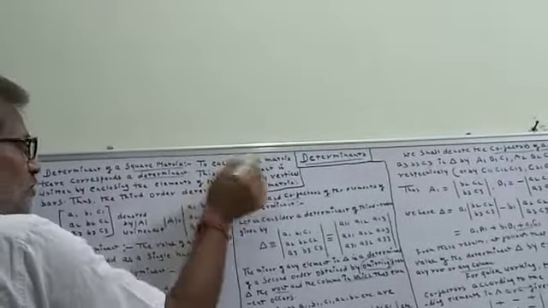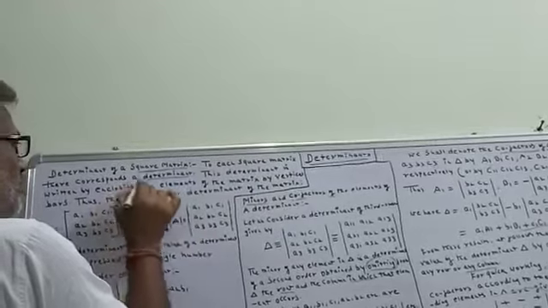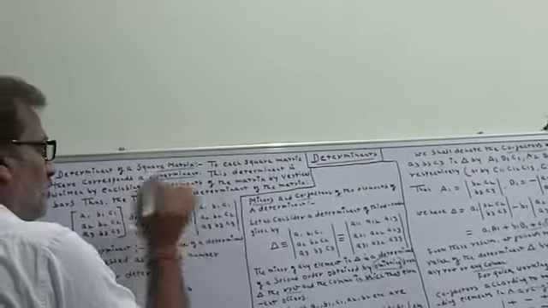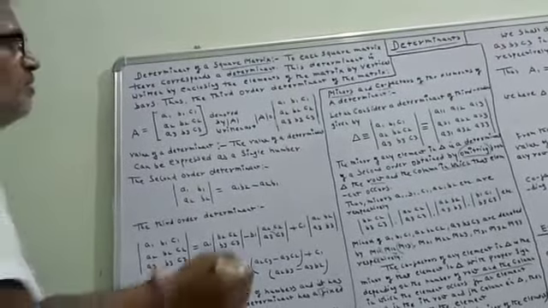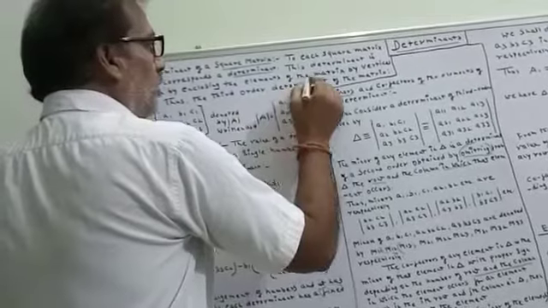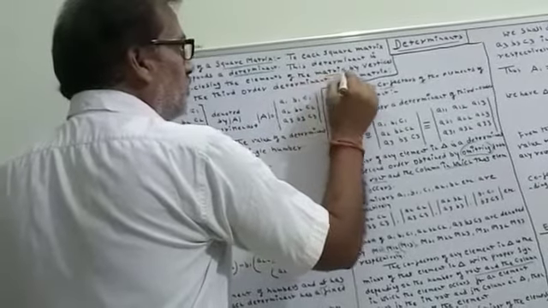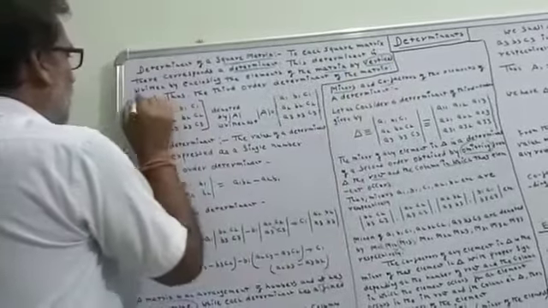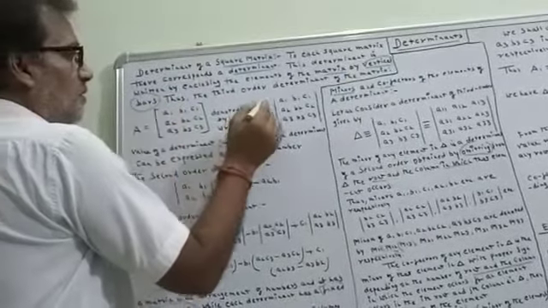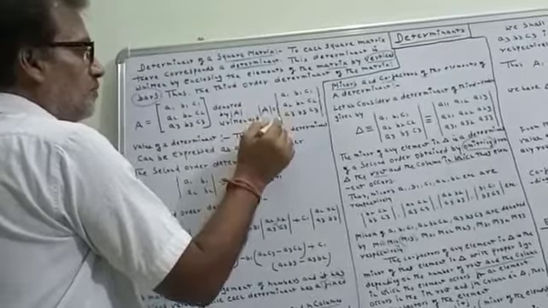तो सबसे पहले डिटर्मिनेंट ऑफ ए स्क्वायर मैट्रिक्स। To each square matrix there corresponded a determinant, and this determinant is written by enclosing the element of the matrix by vertical bars. This is the vertical bars.